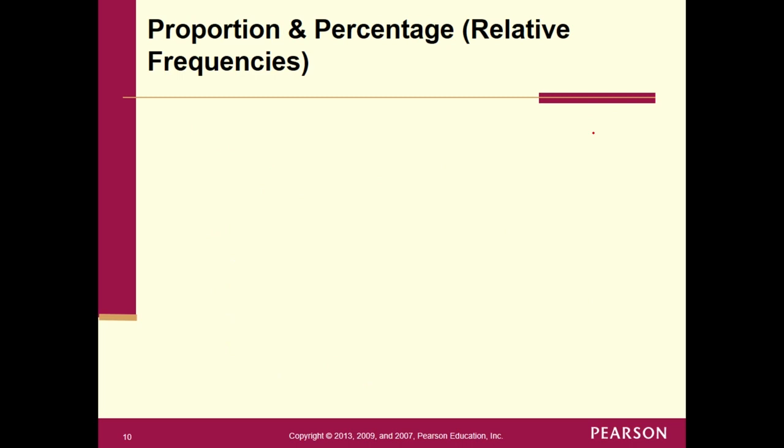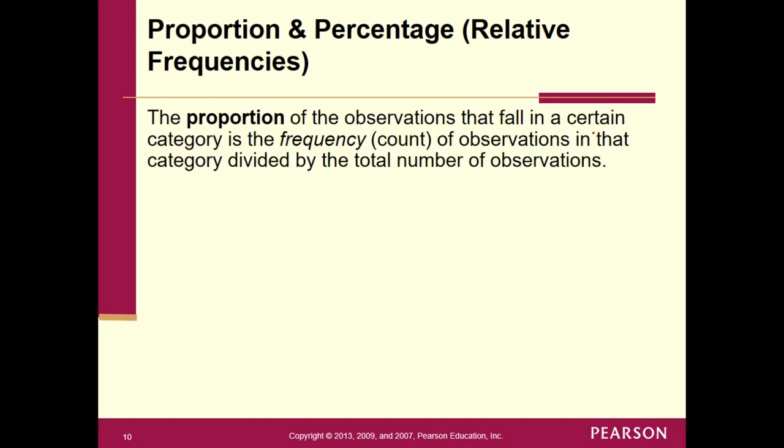Let's talk about proportions and percentages, or relative frequencies. I know this can get frustrating in mathematics sometimes, and it happens in statistics also, that we have kind of the same name for exactly the same thing, but you might see it in a different form. That's what is happening here with proportions, percentages, and relative frequencies. So I'll explain what I mean. The proportion of the observations that fall in a certain category is the frequency of observations in that category divided by the total number of observations.